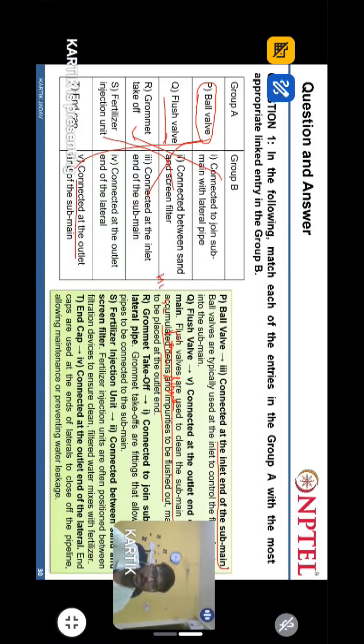End cap is connected at the outlet end of the laterals, right? That is to restrict the flow outside of the lateral. So the correct answer is this.